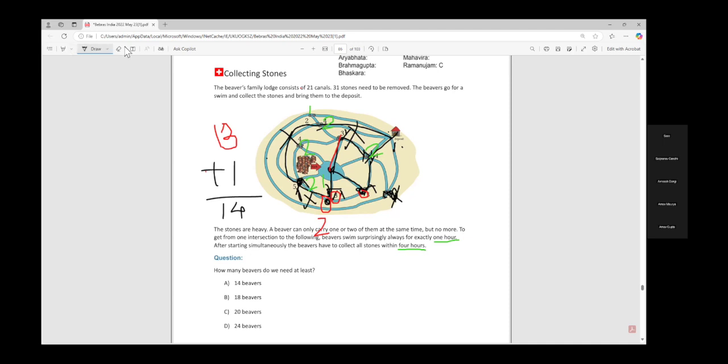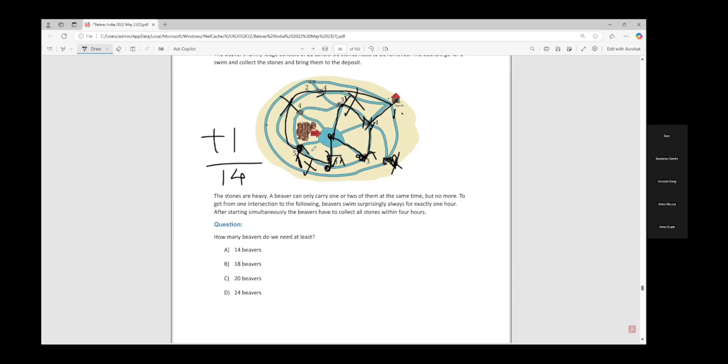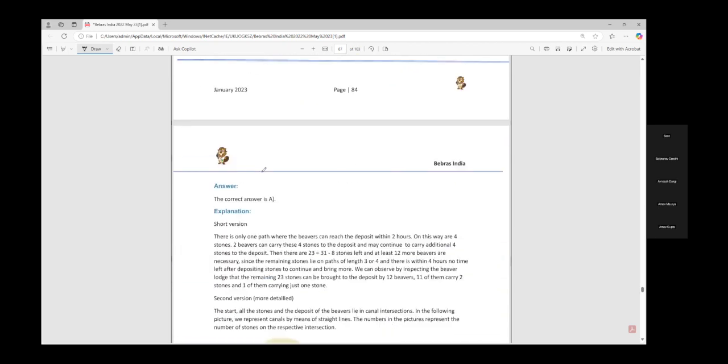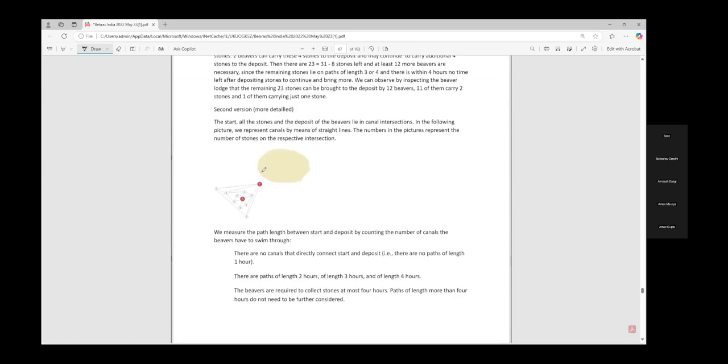So did that make sense at all? Yes. Any doubts with this? No. I think we spent a decent amount of time on this question. So yeah, it should be 14 should be our answer. And yeah, the answer is A, 14.